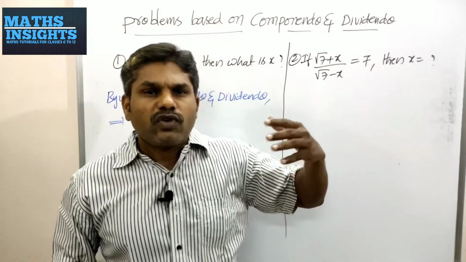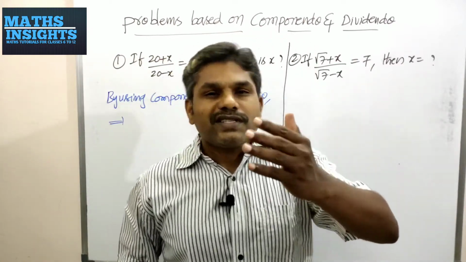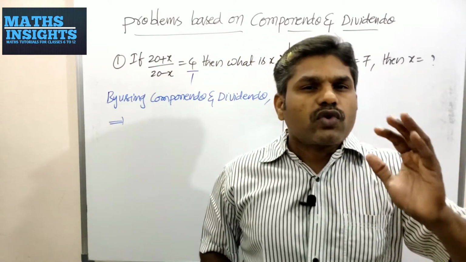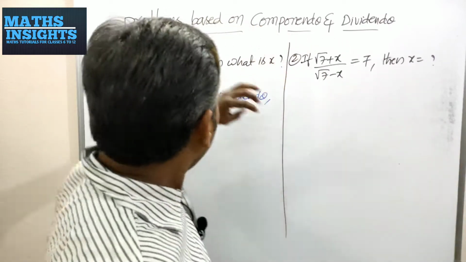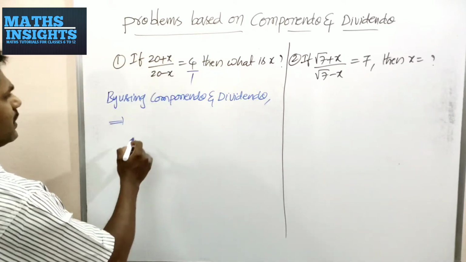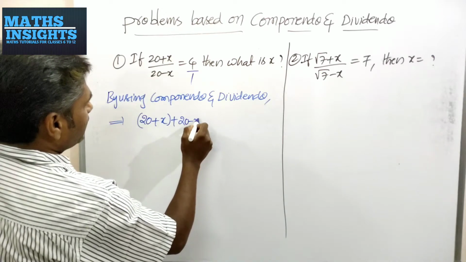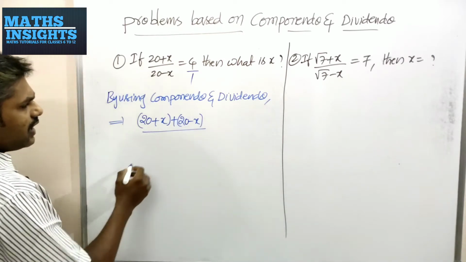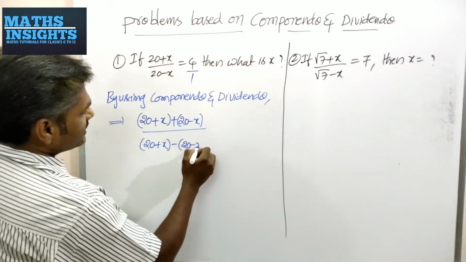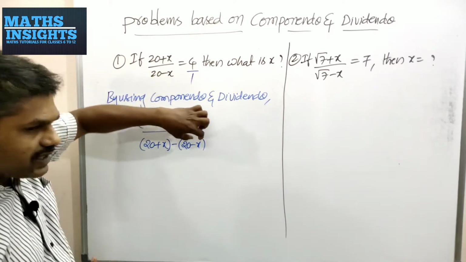If you remember whatever we discussed, a plus b by a minus b is equals to c plus d by c minus d is called the componendo and dividendo of four quantities a, b, c, d. Now this is a, this is b, this is c, this is d. Then a plus b means 20 plus x plus 20 minus x by again 20 plus x minus 20 minus x. See, this is a plus b by a minus b.